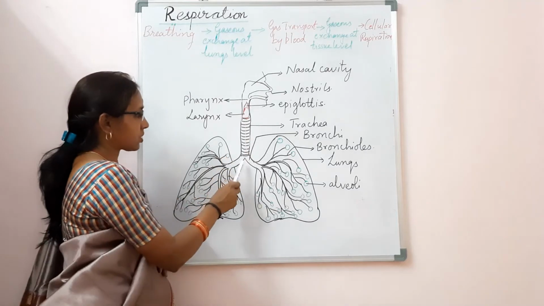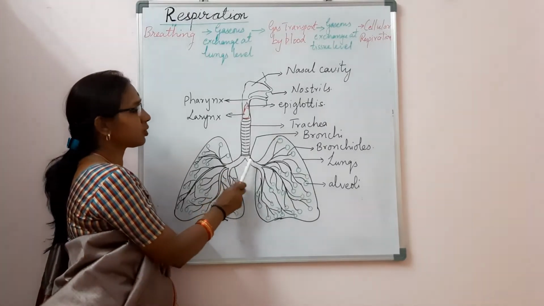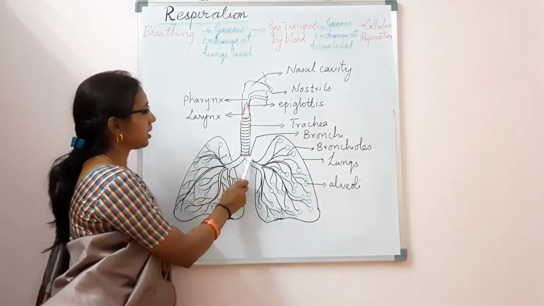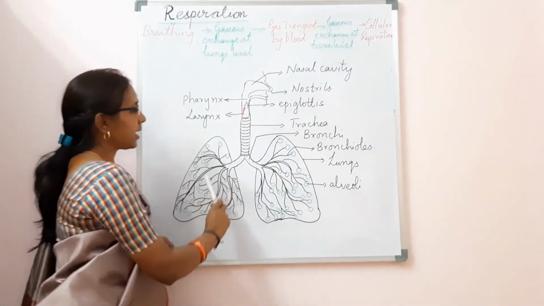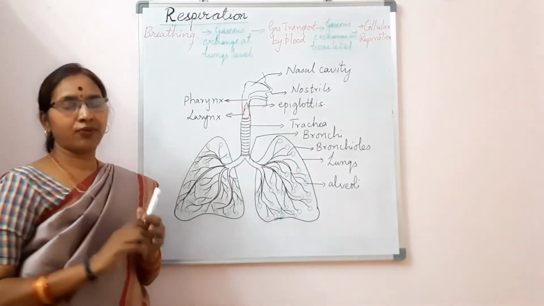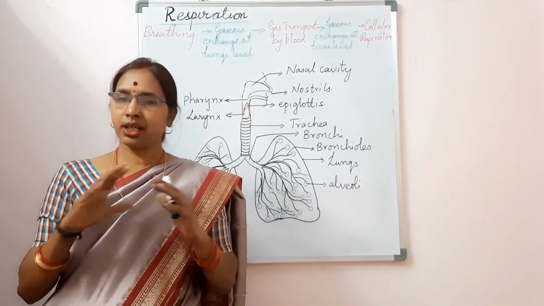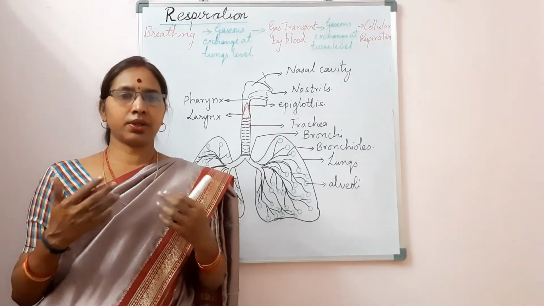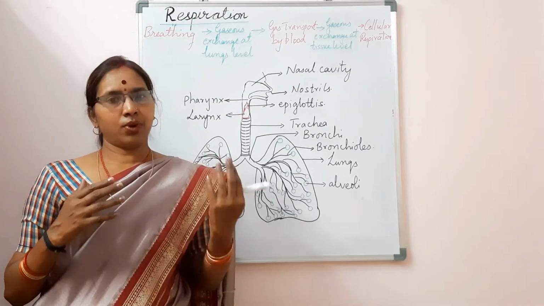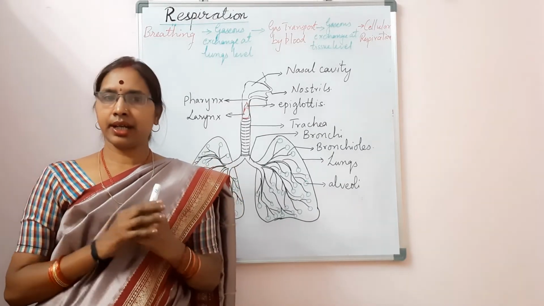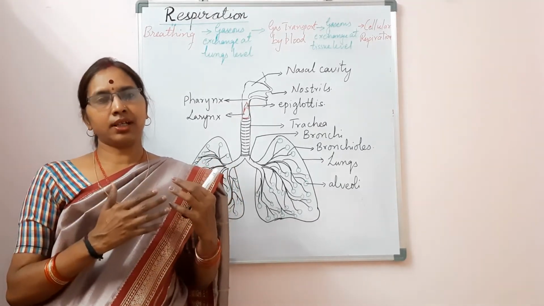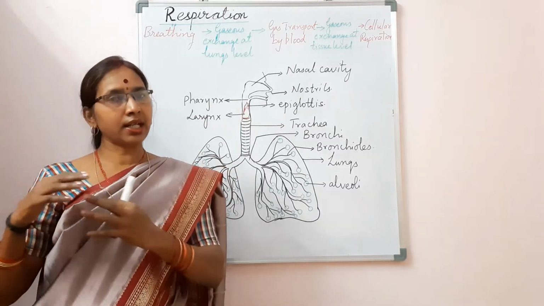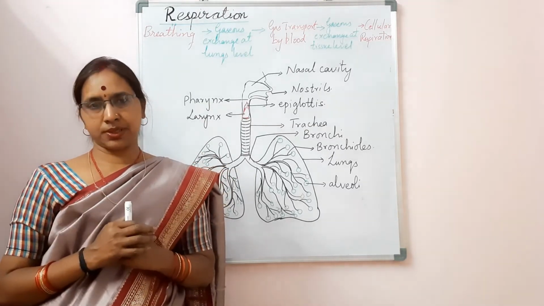Then as it goes down, the trachea divides into two branches. These are known as the bronchi. Now the bronchi lead into two lungs. We have two lungs well situated in our thoracic cavity, also known as the chest cavity, on the left side and on the right side. The left lung has two lobes, and the right lung has three lobes.